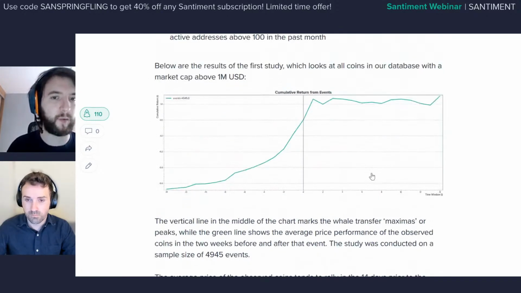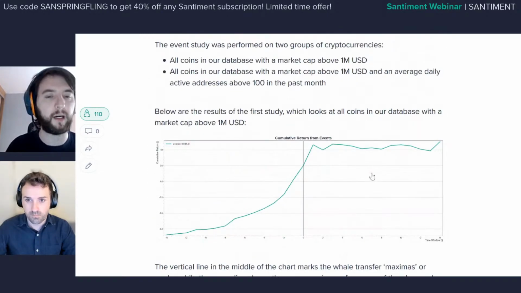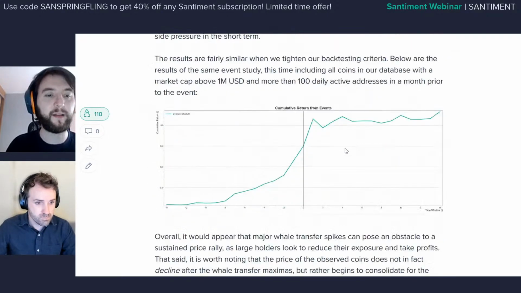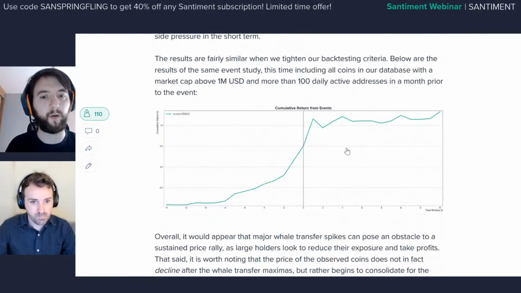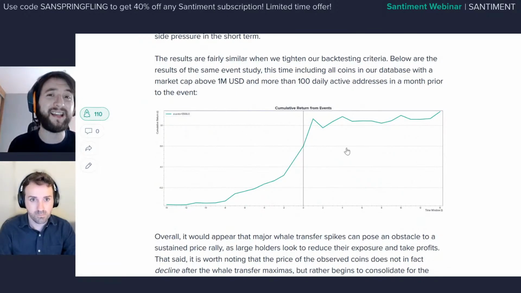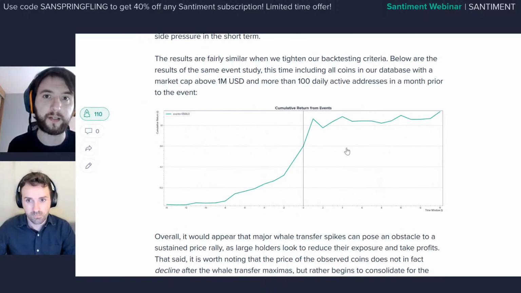So this was the first test that we've done, where we looked at all of the coins with a market cap of about 1 million USD. And then this is the second backtest that we've done, where we looked at all of the coins with a market cap of about $1 million, but also that have at least 100 daily active addresses in a month prior to the event, prior to that massive spike in whale transfers.